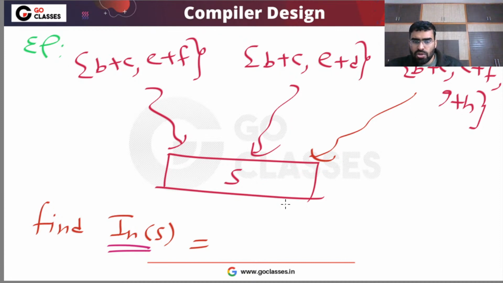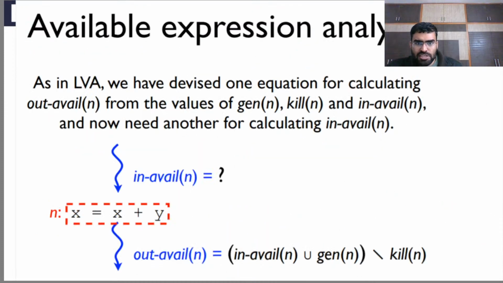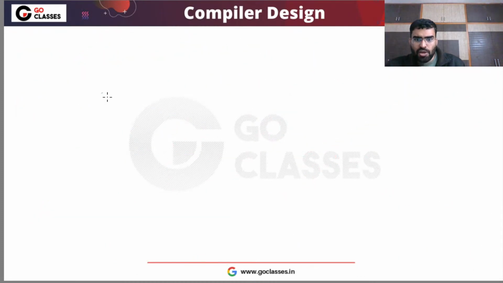Now you can notice that whether you come from here or here or here, b plus c is definitely available. But if you come from here, then e plus f is not available. If you come from here, e plus d is not available. If you come from here, g plus h is not available. So the answer will be this. Now can you find what is IN of s? Tell me what will be IN of s.